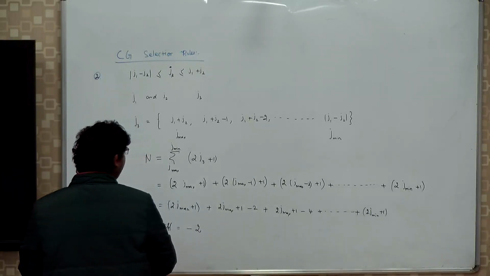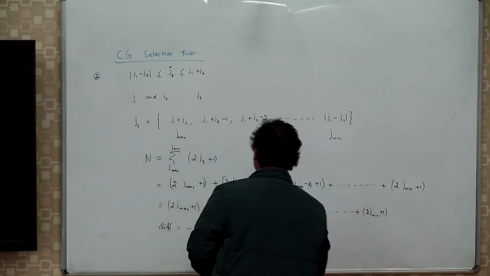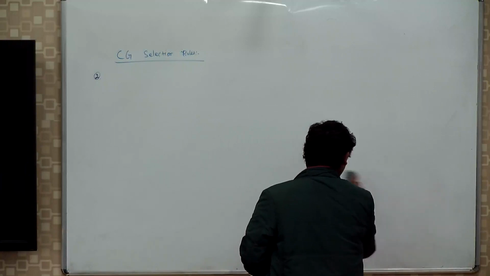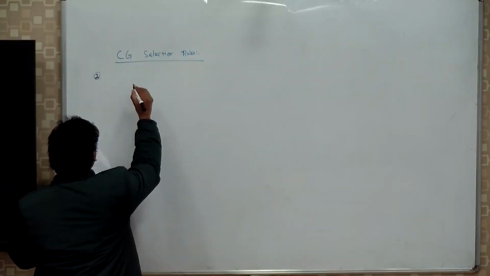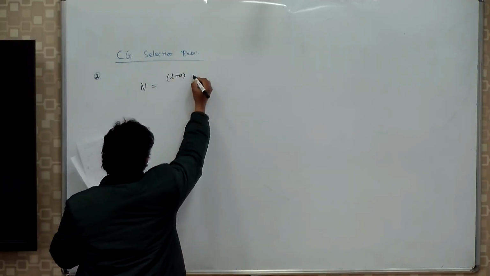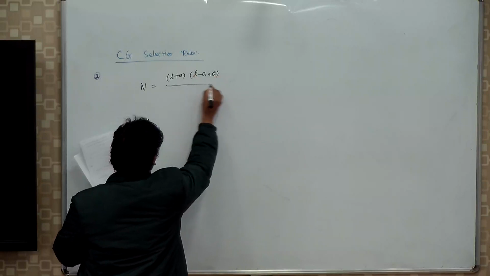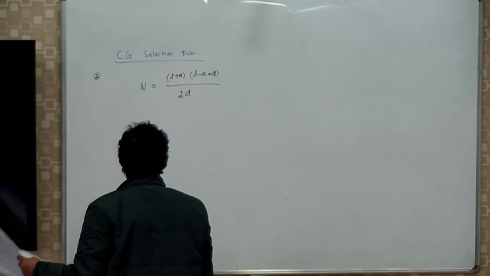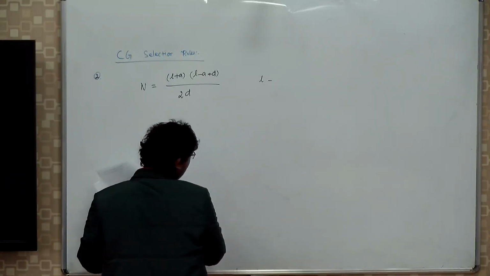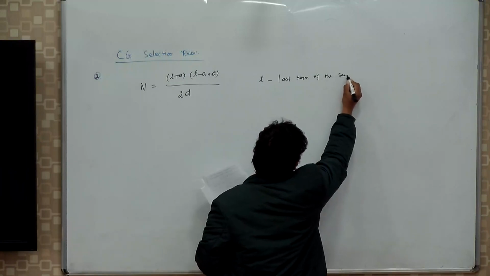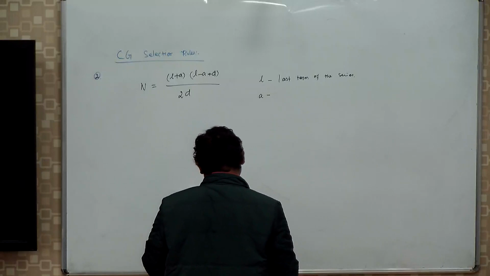Then the number of elements n present in this expression can be written as n equal to (L minus A plus D) divided by 2 times the common difference D. Here L is nothing but the last term of the series, and A is nothing but the first term of the series.